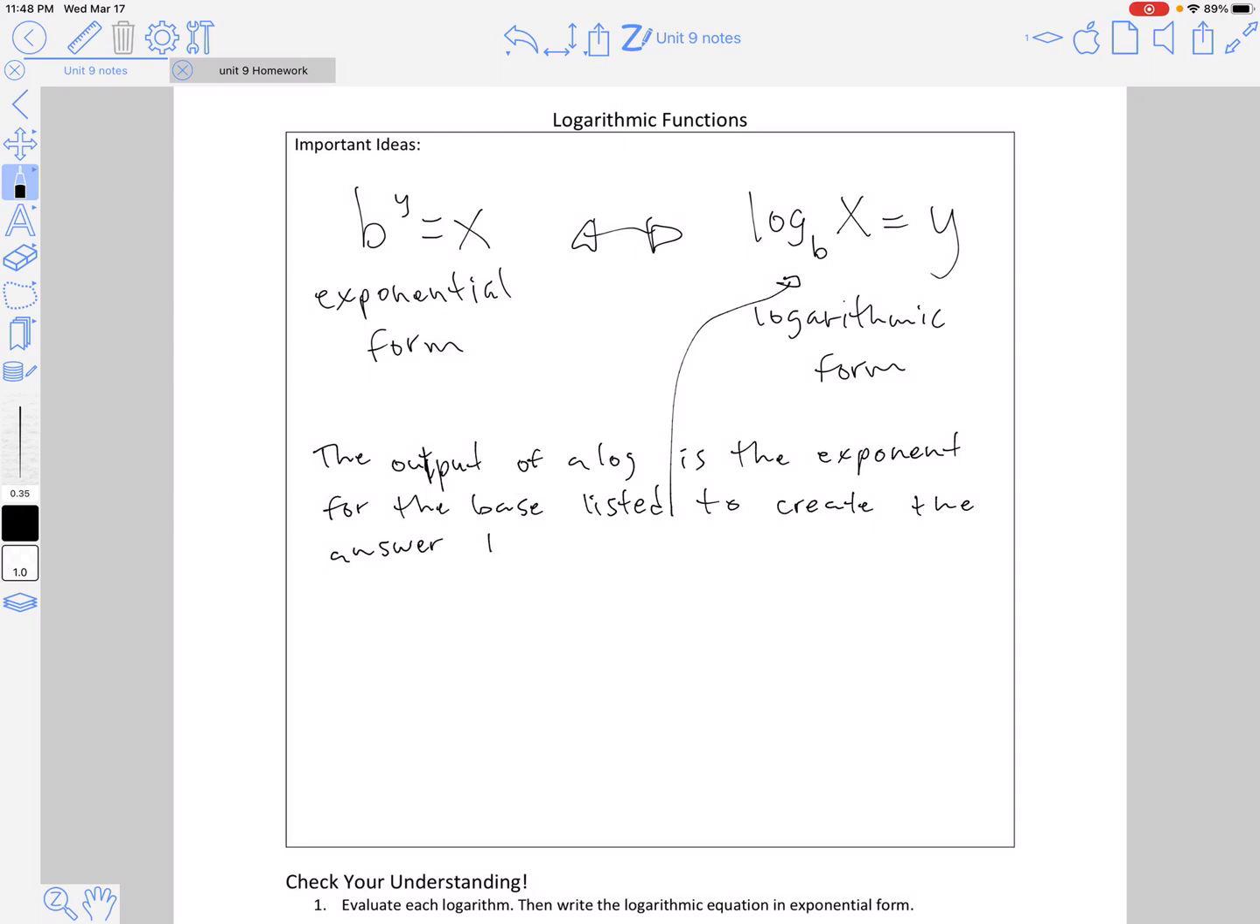So for example, log base 2 of 4. What was the exponent on 2 to create 4? 2. So base, exponent, answer.